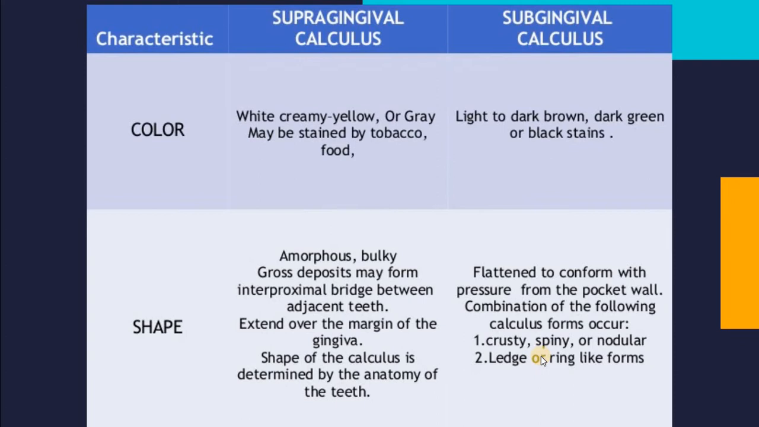So we mentioned the color. Regarding the shape, in the supragingival one we have amorphous, bulky, gross deposits. It's usually of irregular shape and takes the shape of the surface that it forms on. But we may find the subgingival calculus in a more flattened form because of the pressure from the wall of the pocket, since it's found subgingivally.